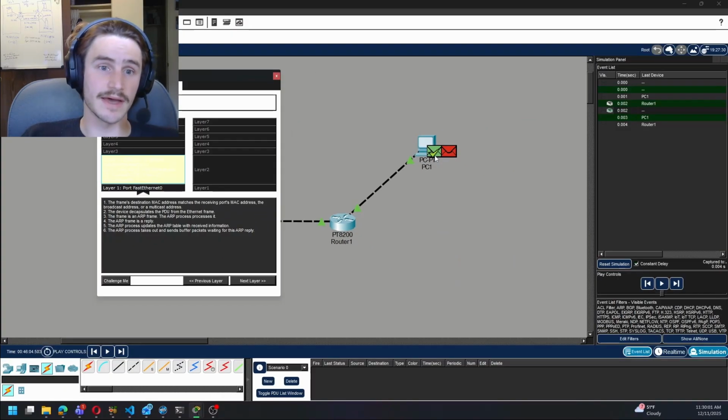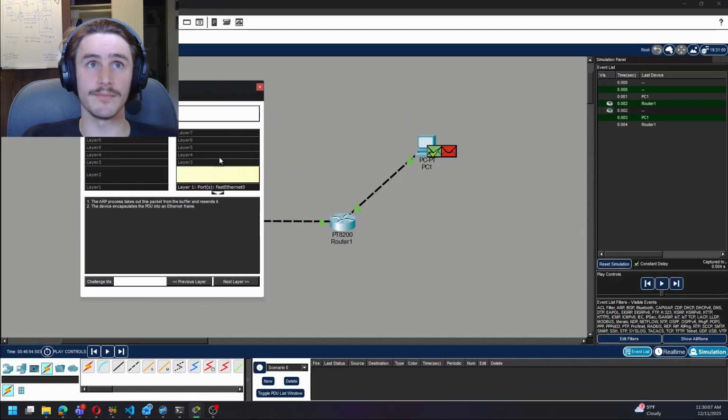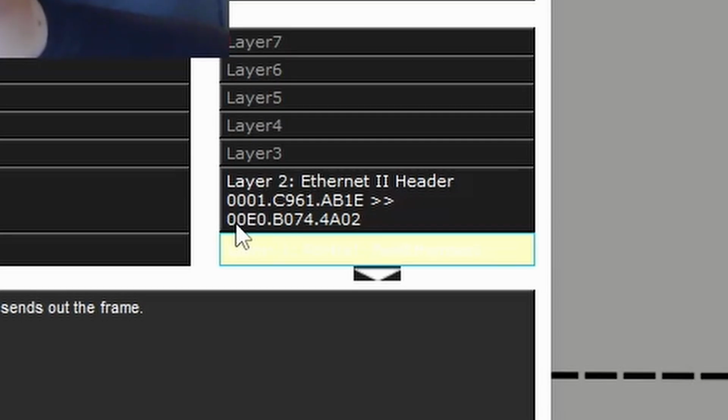So that green frame has been received. Now we've got a red frame right here that it's starting to build. It's going to send out another frame. It's going to send a frame here to 00E0.B074.4802.